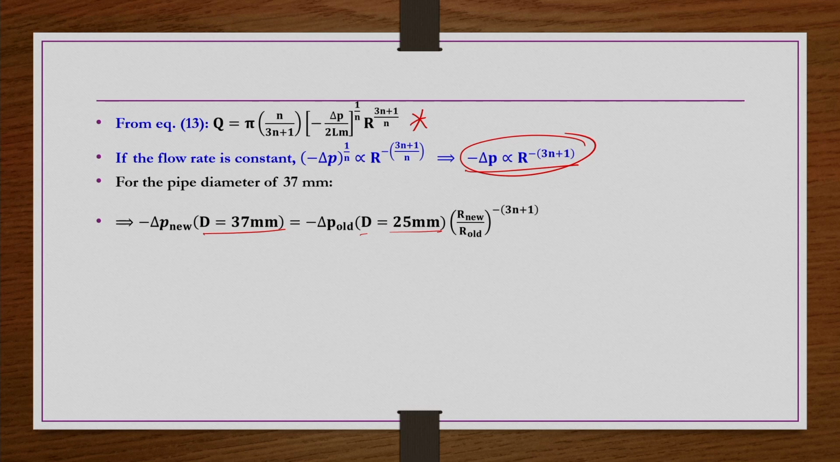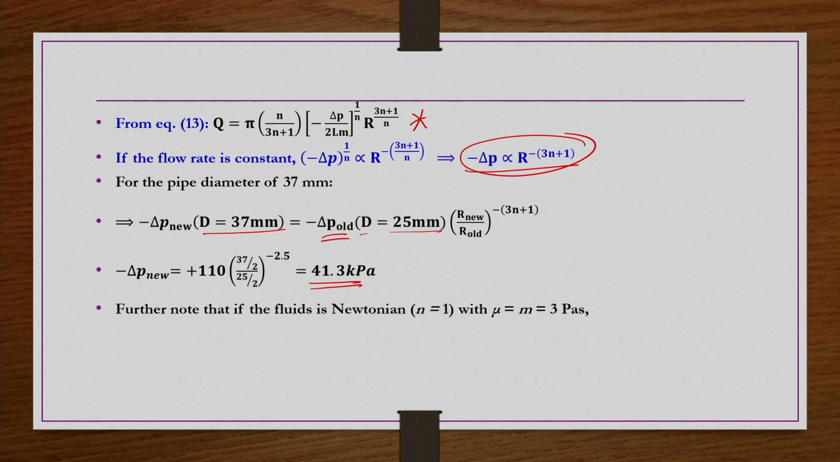So for the 25 mm diameter, delta P old we already calculated in the previous slide, 110 kilopascals, that you substitute. R new, R old are known. Then delta P new, that is for the case of the 37 mm diameter pipe, minus delta P is going to be 41.3 kilopascals. So it has decreased substantially by increasing the radius of the pipe. This is the second part of the problem.